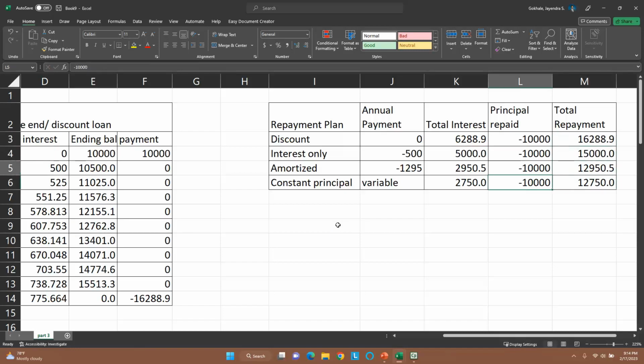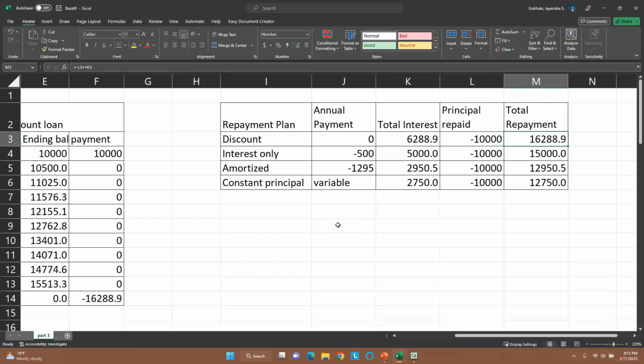Well, since the principal repaid is constant, the total payment is a function of total interest. So if we paid higher interest, then we paid a greater total repayment amount. And we can see the highest amount that we paid in interest is discount loans. So if you're thinking about taking an instant loan at the friendly neighborhood discount retail outlet, don't do that, because you're paying up the highest interest. The total repayment is really high as compared to interest only. Interest only is still higher. Amortized is one of the lowest, as is the constant principal.